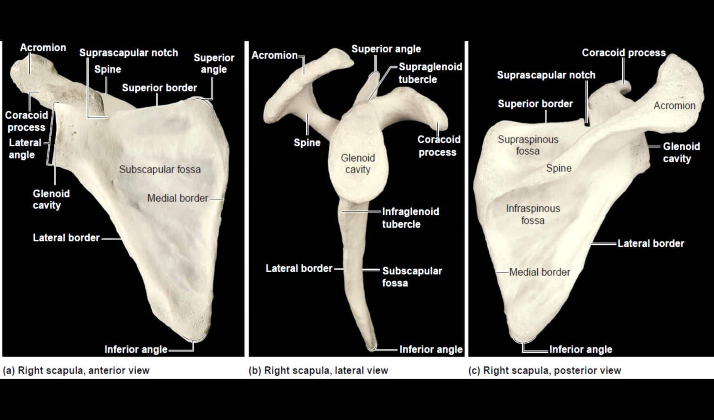Setting up for next week's video, we are going to be talking about the upper limb. So, following on from the scapula, we're going to be talking about the humerus, the radius, and the ulna, and carpals, metacarpals, and phalanges.